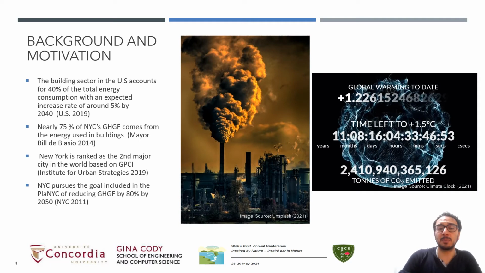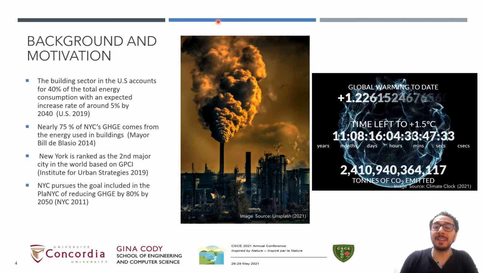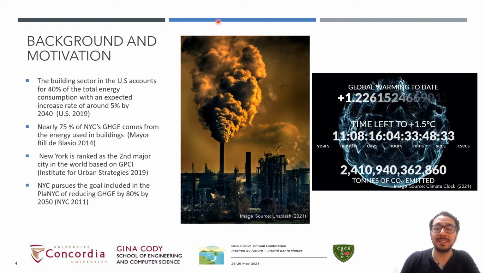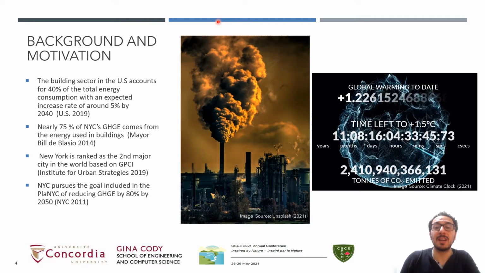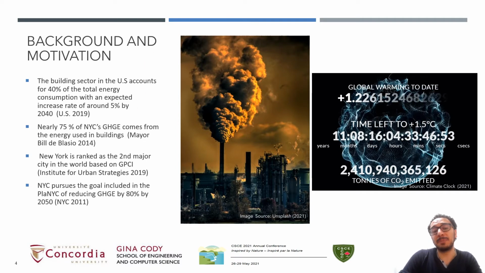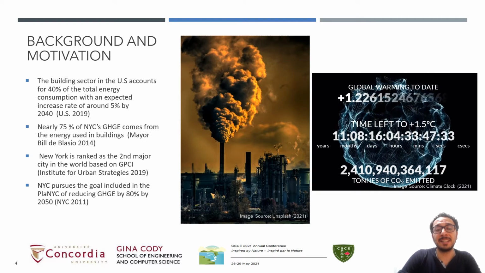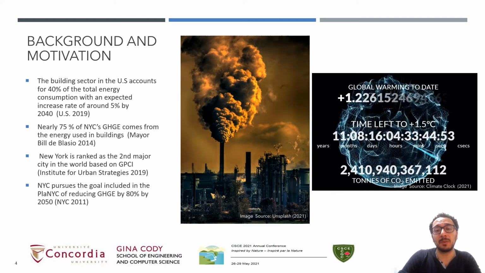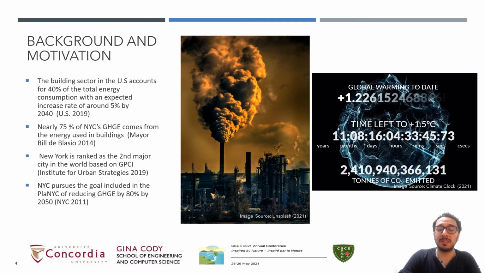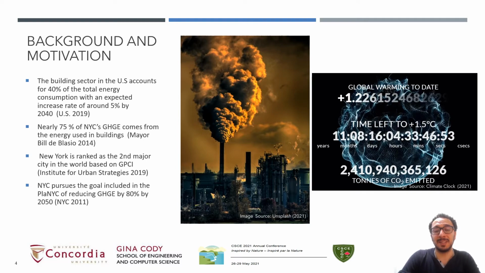As part of the background and motivation, in signing the Paris Agreement, New York City has committed to prevent the global average temperature from passing the threshold of 2 degrees Celsius above the pre-industrial average, so as to avoid the most dangerous consequences of global warming. The building sector in the US accounts for 40% of the total energy consumption, with an expected increase of 5% by 2040. And nearly 75% of New York City greenhouse gas emissions come from the energy used in buildings.